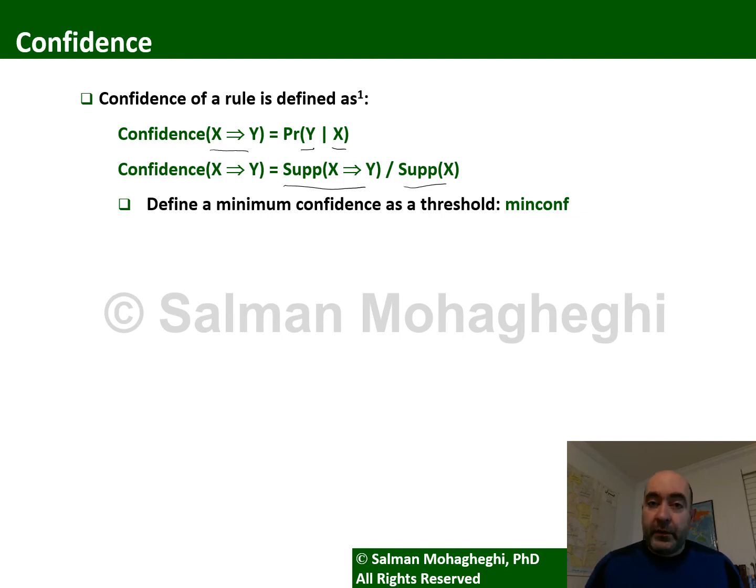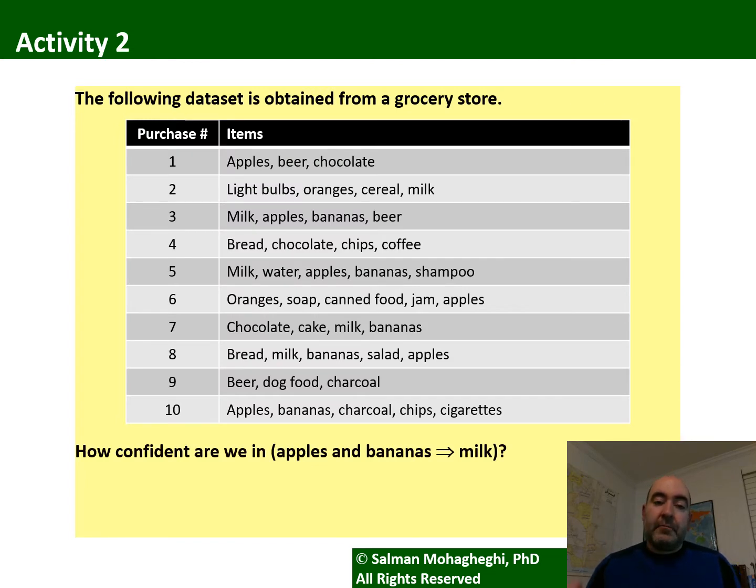Similar to support, for which we defined a threshold of min sup, we also have a min confidence threshold for this particular metric. All right, second exercise. So again, for the same data set that we saw in the previous activity, what I would like you to do is to identify how confident we are in the rule that we talked about, apples and bananas, then milk. So at this point, again, please pause the video, go through this exercise. When you're ready, hit play.